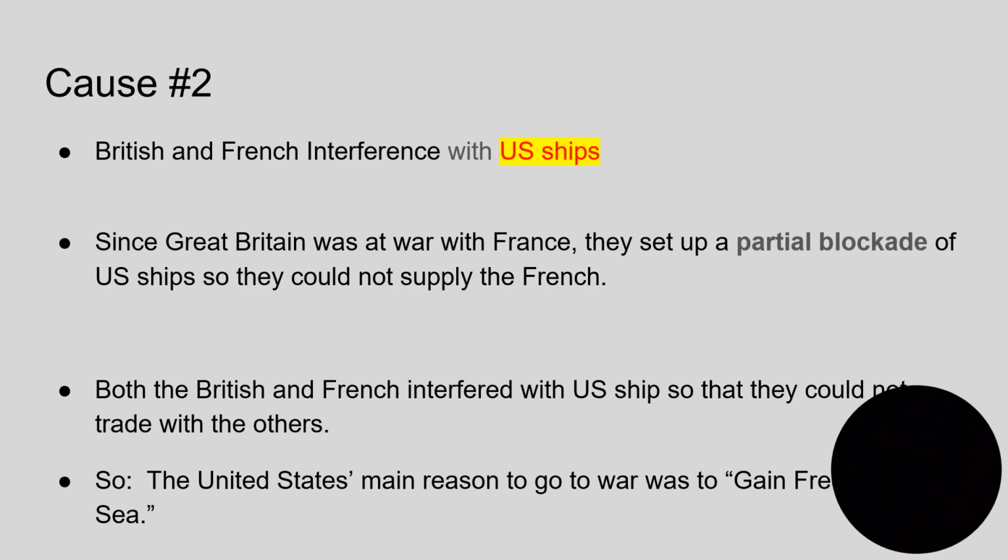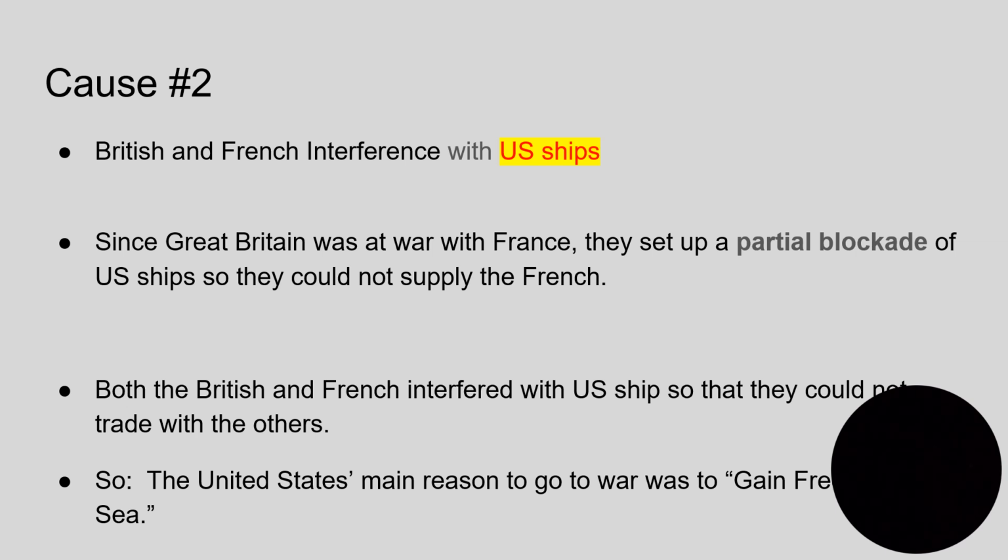Cause number two, British and French interference with U.S. ships. Both the British and the French were interfering with U.S. ships. The French would sometimes take the cargo from Americans. They wouldn't use impressment necessarily, but they would take cargo from U.S. ships or harass them, make them turn around and go back. Since Great Britain was at war with France, they set up a partial blockade of U.S. ships, so they could not supply the French.